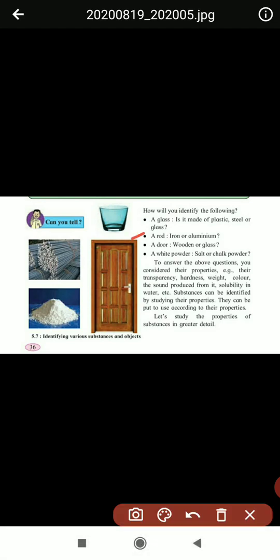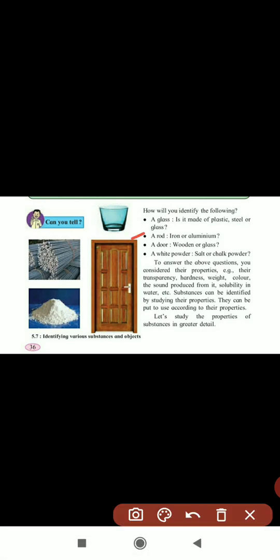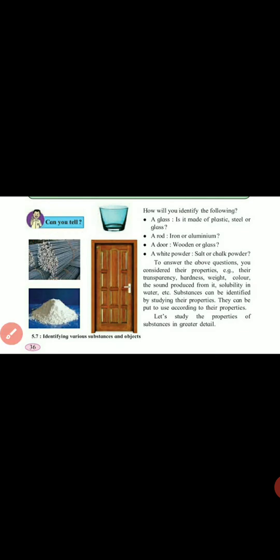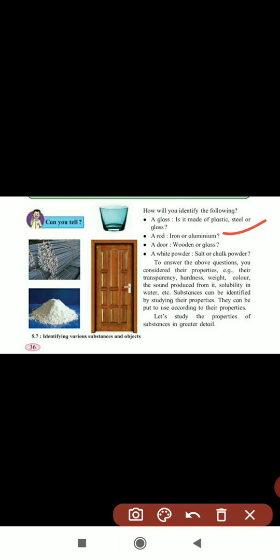Yes children. Next, a rod of iron or aluminium. Here some have been shown. If it is a rod, how can you identify it? The color of iron is black or gray, dark gray. Whereas aluminium is bright gray or silver color. From that you can identify whether it is an aluminium or iron rod, children.